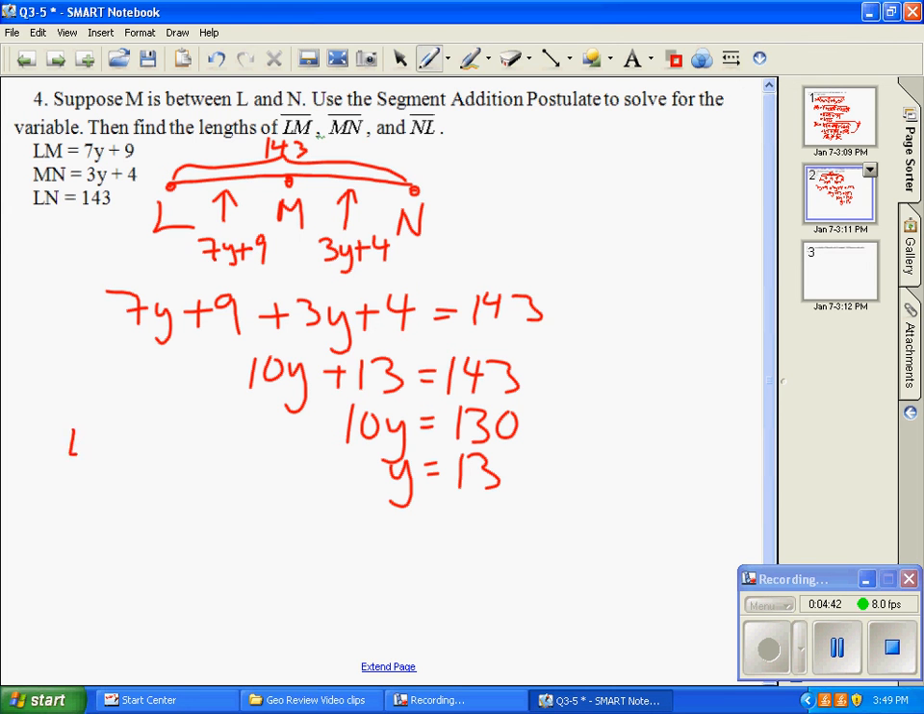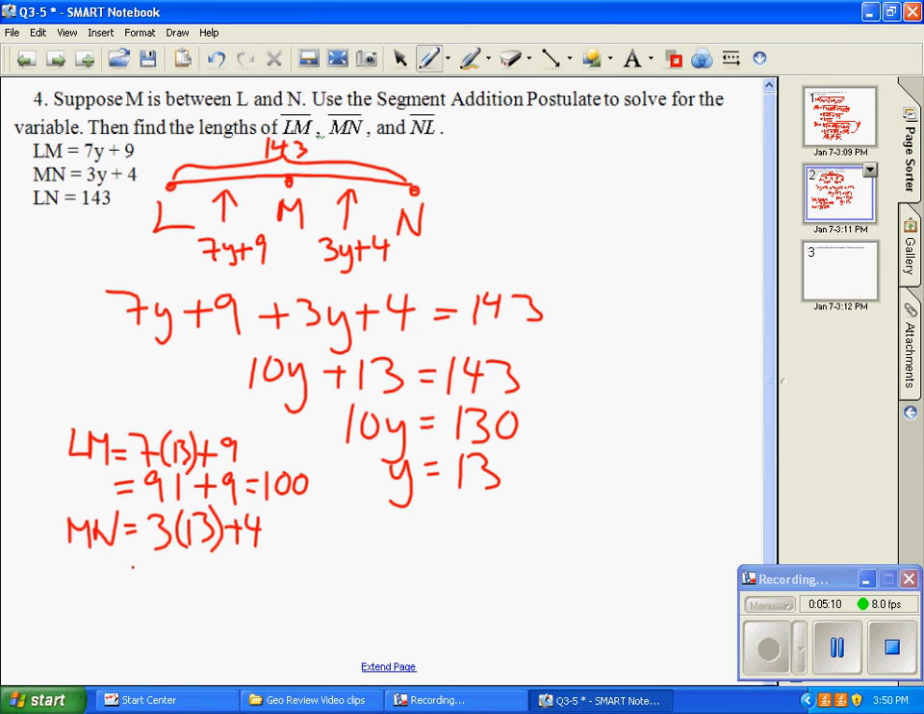So we have LM equals 7 times 13 plus 9. So that's equal to 91 plus 9, and that's 100. And then the second one, MN, equals 3 times 13 plus 4. So we have 39 plus 4 equals 43. And notice the 100 plus 43 adds up to 143, which is good because that's what we want.